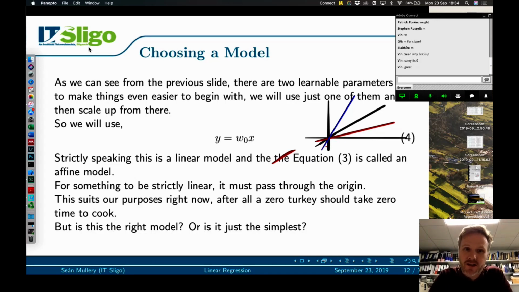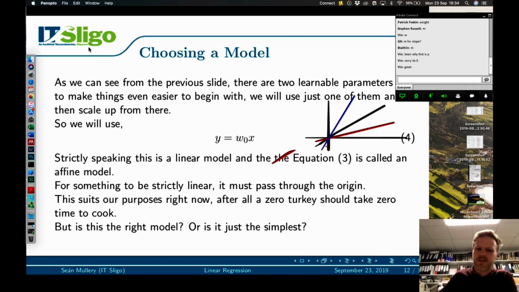and the one that we saw previously that had the extra one, that's often called an affine model. But the problem is the affine model is so regularly called a linear model that it ends up being confusing between the two. For something to be strictly linear, it must pass through the origin, and that's the reason why this one is strictly called a linear model and the other one's called an affine model. This suits our purposes right now. After all, a zero turkey should take zero time to cook, as we agreed.